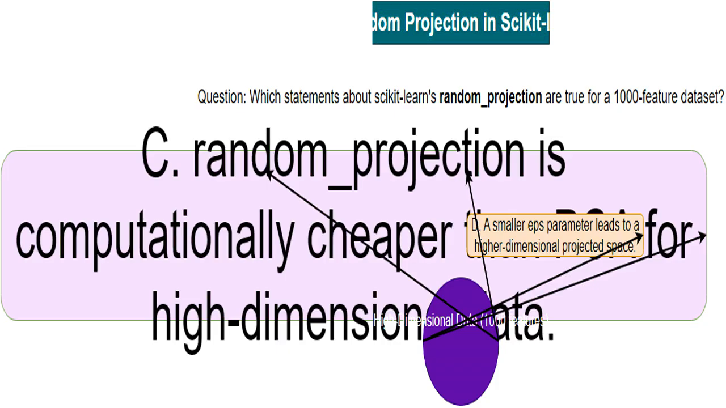I'm dealing with a dataset that has a massive number of features, 1,000 of them. Imagine trying to build a model with so many characteristics. It would be complicated and computationally expensive. That's where dimensionality reduction techniques like random projection come in handy. They help to simplify the data while keeping the most relevant information.